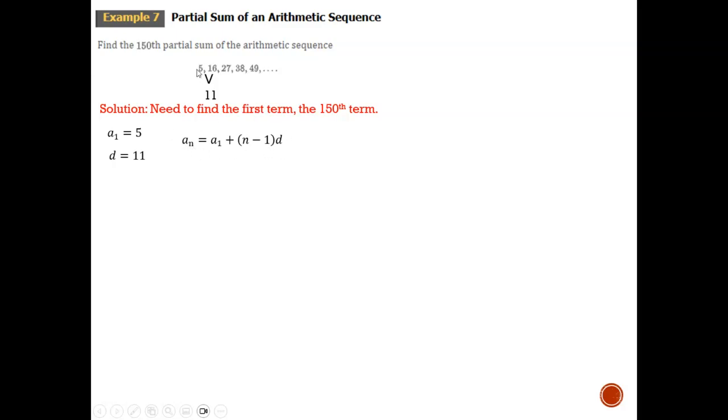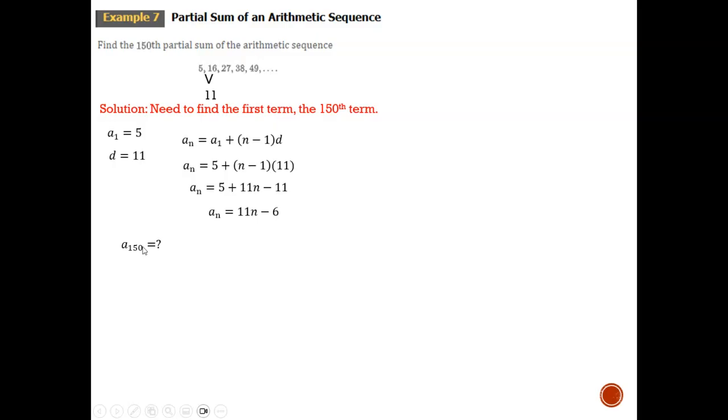So first I'm going to find a formula for the sequence right here. I have a sub n equals a sub 1, which is 5, plus n minus 1 times d, which is 11. Again, distribute here, so it's 11n minus 11. Simplify, 5 minus 11 is negative 6. So to find any term from this sequence, I use the general formula for the terms of an arithmetic sequence. I plugged in the first term and my difference, and here's the formula.